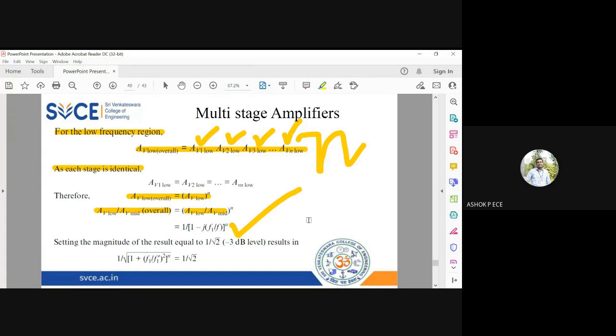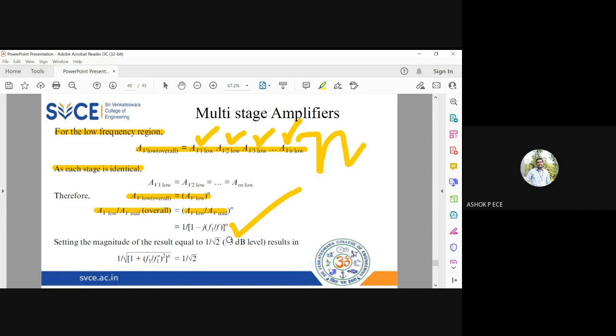In the low frequency, the characteristic is going to be 1 by 1 minus j f1 by f. F1 is your lower cutoff frequency and f is the general frequency which is varying from 0 to infinity. For finding the bandwidth, what will you do? Take the modulus of this, equate it to 1 by root 2. Because it is voltage or current, you equate to 1 by root 2; for power, you have to equate to minus 3 dB. But since we are finding everything in terms of voltage, we are going to equate that to 1 by root 2, and take the modulus of this complex number.